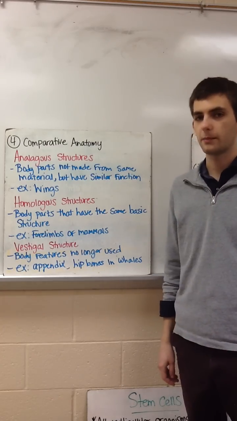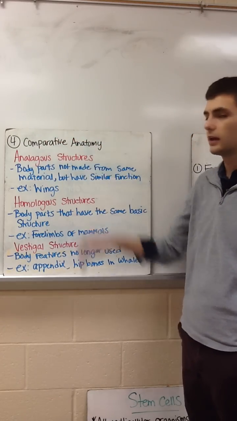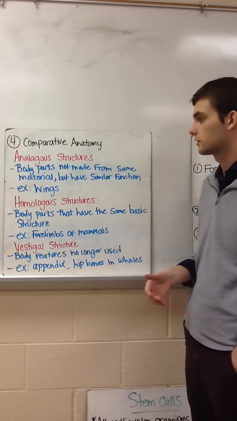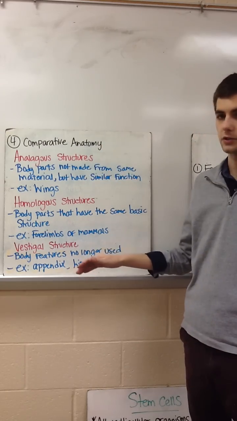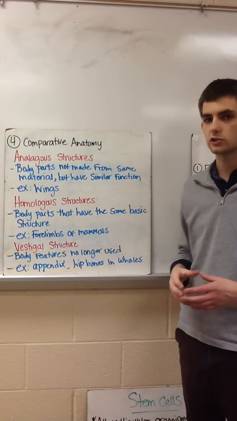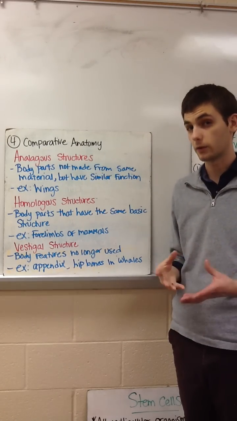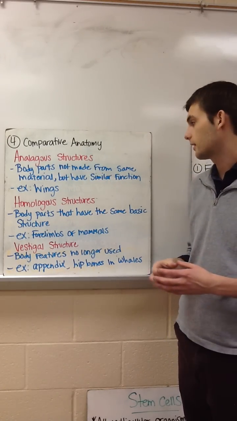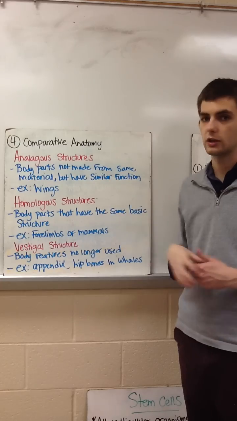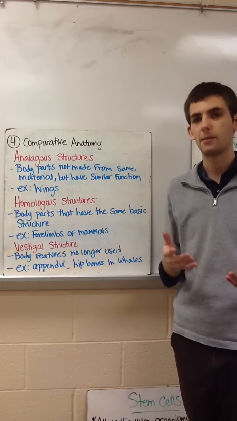The fourth type of evidence is comparative anatomy, and this is comparing different structures of organisms and their functions. There are 3 types of structures. The first is what we call an analogous structure, and these are structures that are not made from the same material, but they have a similar function. And most of the time that similar function is due to similar habitats.